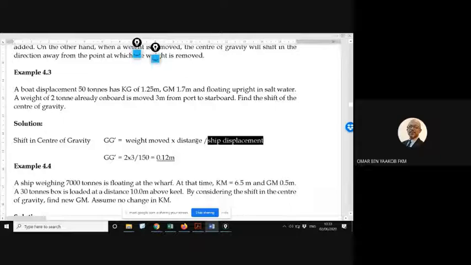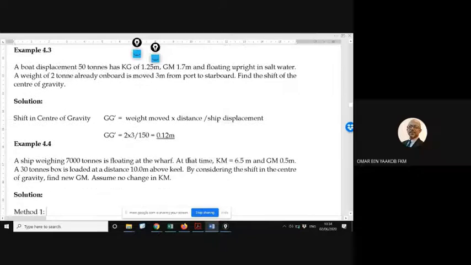If you move anything on any object, even in a car, so if a passenger moves from one seat to another, the center of gravity of the car will move. And to calculate the center of gravity move, you can just calculate like this. Same for a car or aircraft or any object. All right, so that's the example.